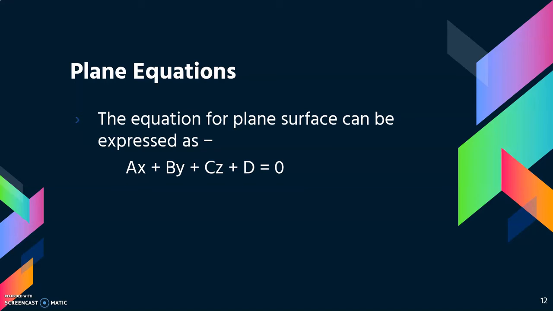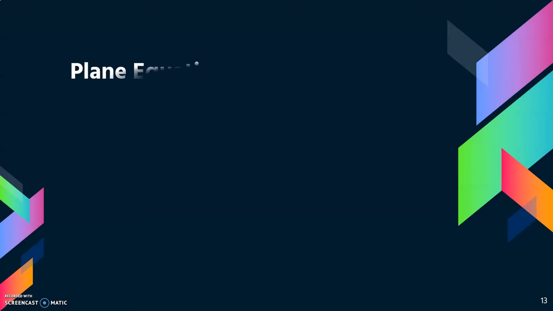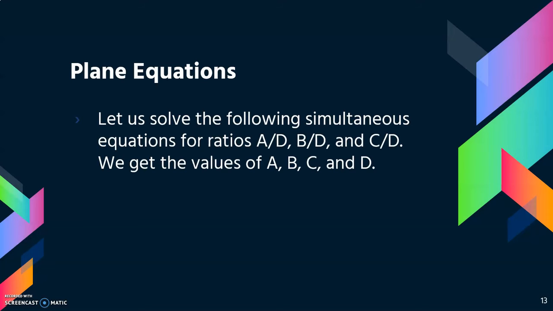So we can obtain the values of A, B, C and D by solving a set of 3 plane equations using the coordinate values of 3 non-collinear points in the plane. Let us assume that 3 vertices of the plane are x1, y1, z1, x2, y2, z2 and x3, y3, z3. Now let's form the equations. Let us solve the following simultaneous equations for the ratios A/D, B/D and C/D. From that we get the values of A, B, C and D.